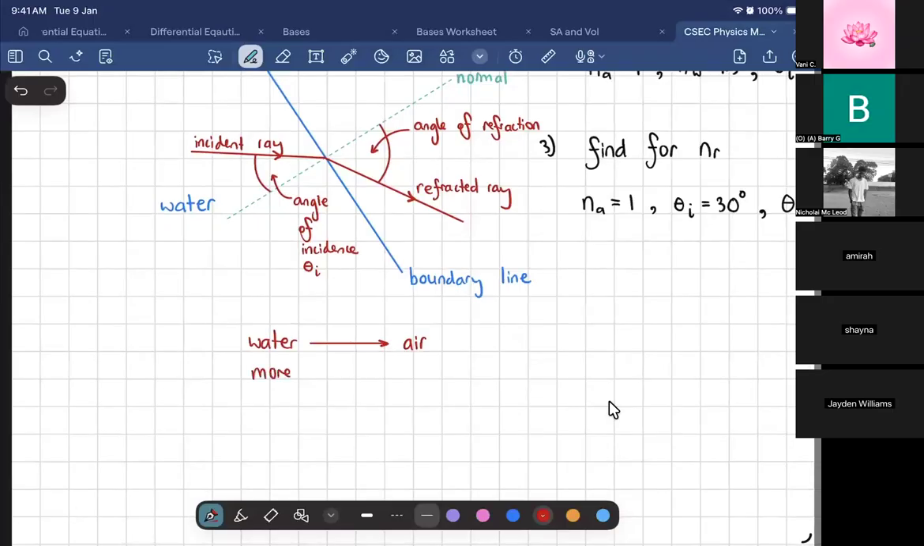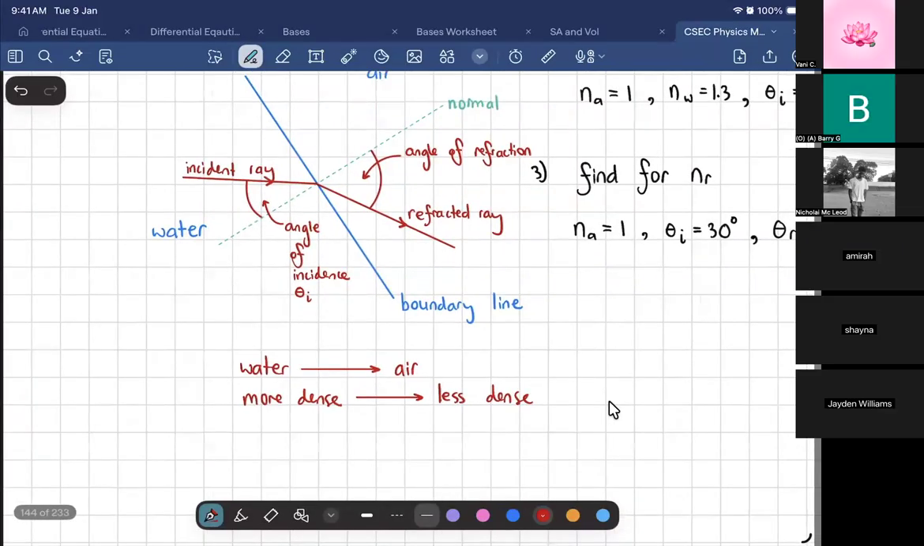Guys, anytime I'm going from more dense to less dense, what does the refracted ray do? Bend towards the normal. Does everybody agree with that? More dense to less dense. Is it bend towards the normal or bend away from the normal? Away. Right, Nikolai.